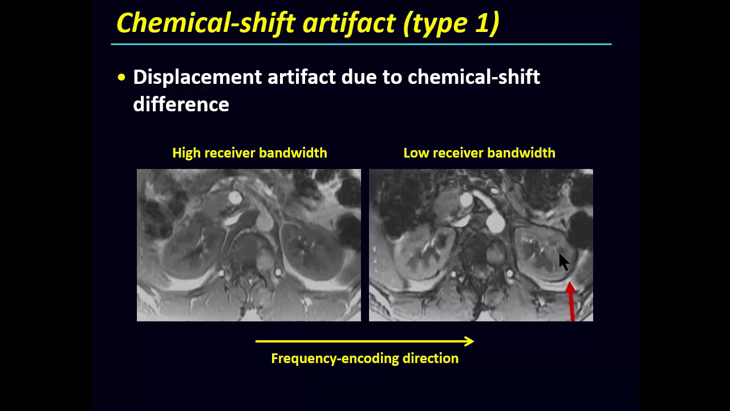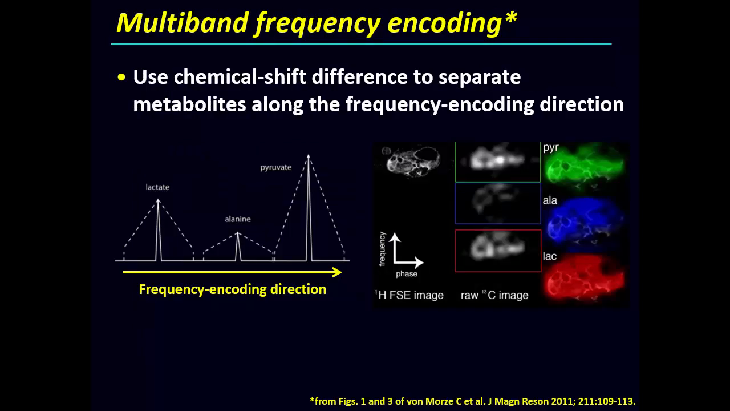Well, you can actually take advantage of this. Instead of it being an artifact, you can take advantage of it when you have several chemical shifts to speed up the encoding. This is some work from von Morze, where what you do is choose the receiver bandwidth, or equivalently the gradient strength, in combination with the field of view and the spatial resolution, so that you separate the chemical shifts of interest along the frequency encoding direction. And these dashed lines just show what the spatial extent of the object can be.